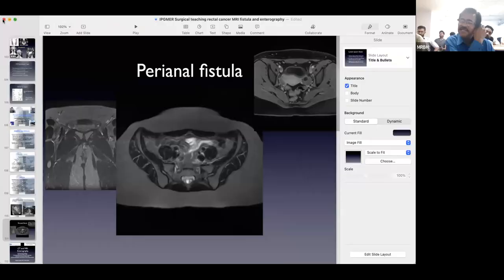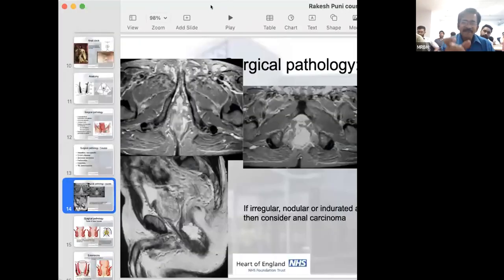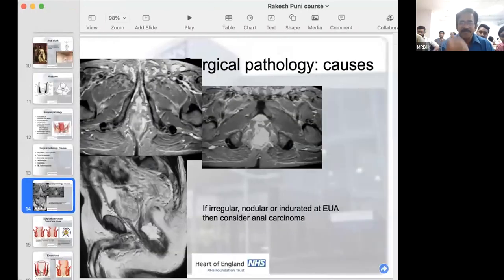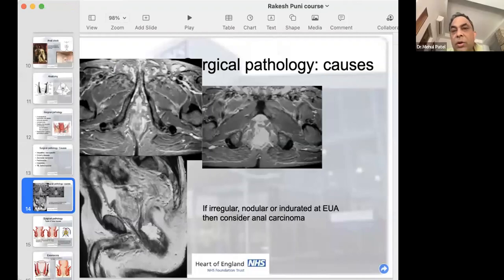Someone put a question: transsphincteric, you said, what is the landmark? At what point is it a high transsphincteric or low transsphincteric? I think it's the levator. No, above the levator it becomes supralevator, right?